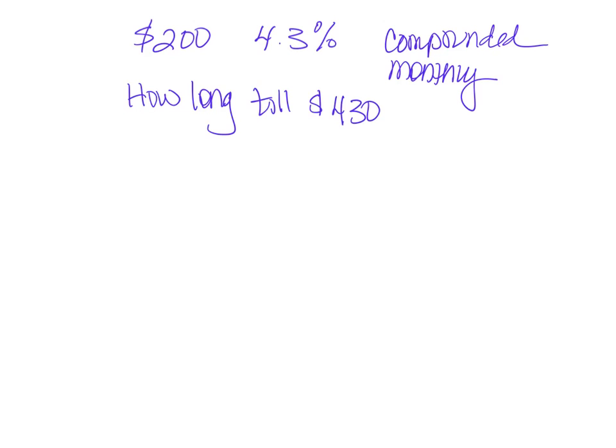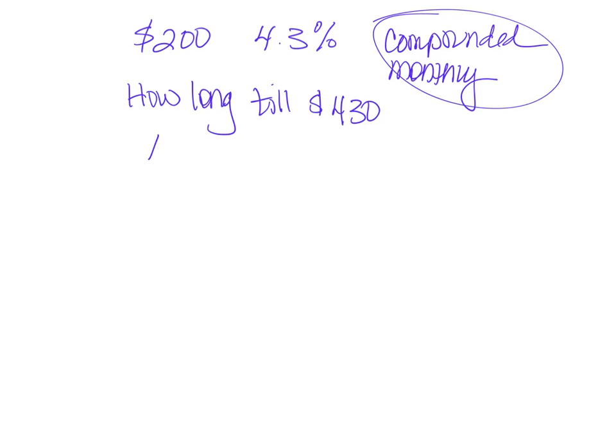Okay, last problem, and then if you're feeling like you need more practice, you need to go back to your notes. Like my word problem here, can you decipher it? We're investing $200 at a 4.3% interest rate. It's compounded monthly. I want to know how long till it reaches $430, so more than doubles.